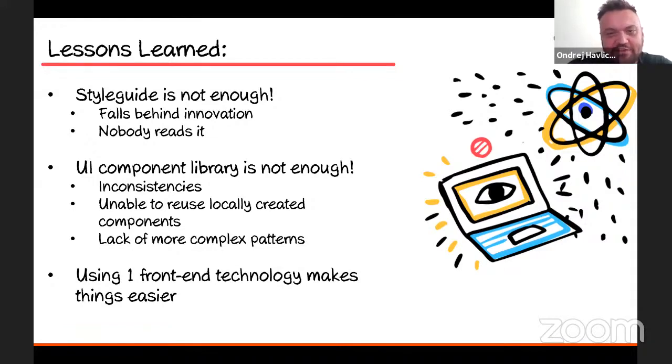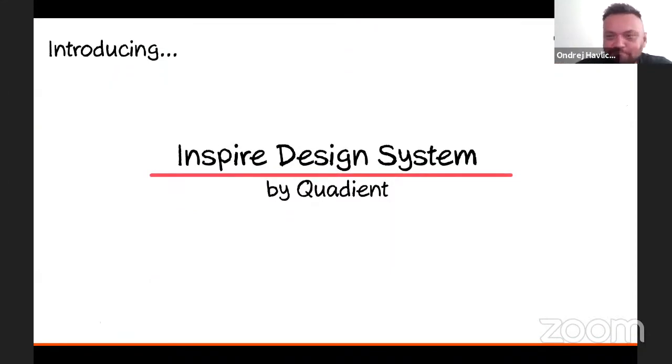On the positive side, a breaking point for us was when we ended arguments about what JavaScript technology, what JavaScript framework is best, and we adopted a single front-end technology. So it actually helped us move further, and it helped us create one UI library, which then became part of the design system. So now let's talk about how we started the design system.